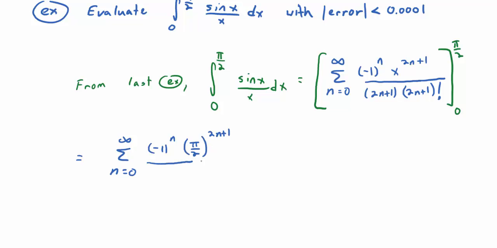And then no change in the denominator. 2n plus 1 times (2n plus 1) factorial. And then that's evaluating at the upper limit. What about when I plug in 0? It's going to zero out.